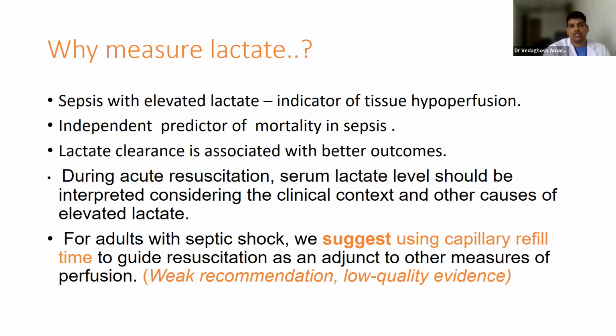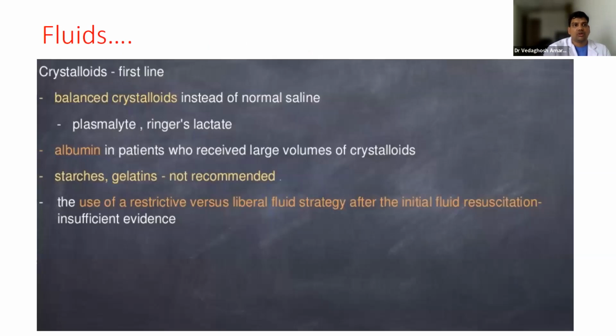And as we discussed, the surviving sepsis guidelines say to use capillary refill time to guide resuscitation as an adjunct to other measures of hypoperfusion. What are the fluids which we can give? First line, they said crystalloids, and balanced crystalloids like Plasma-Lyte and Ringer's lactate instead of normal saline. They also said albumin can be used in patients who receive large volumes of crystalloids. Starches and gelatins are not at all recommended. And on restrictive versus liberal fluid strategy, there is still insufficient evidence.